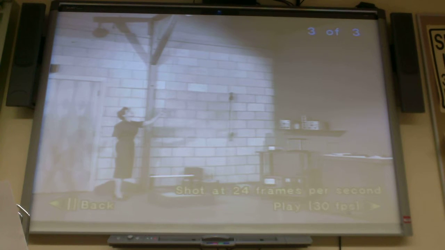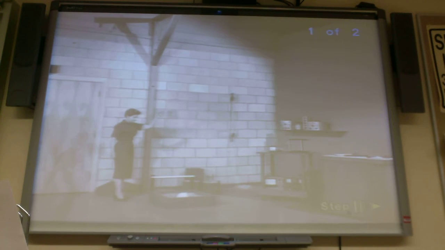So we can see the information at the bottom of the screen is probably important. It tells us how we're going to convert from frames to seconds. So you want to write that down in the bottom row of your data table there. It says shot at 24 frames per second. So in that data table, the last row. Estimate a value for G.